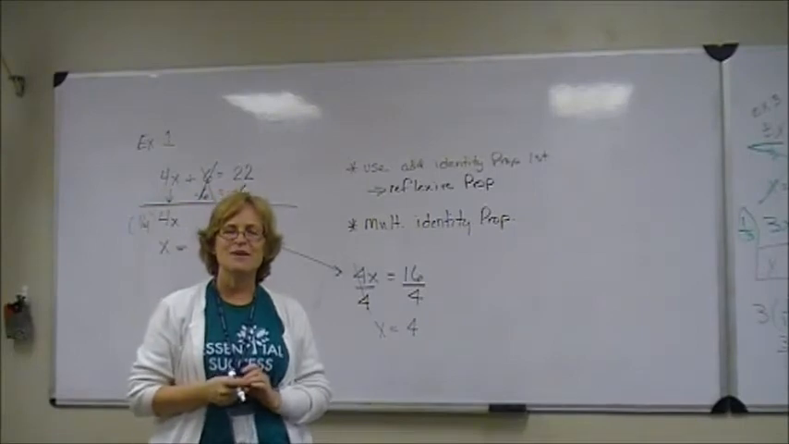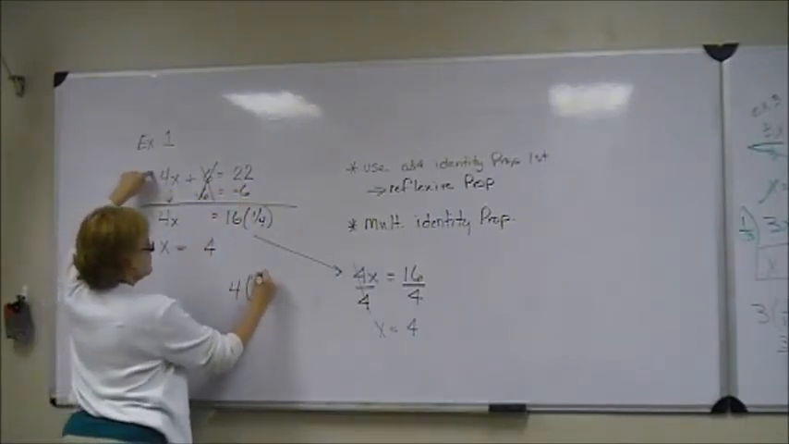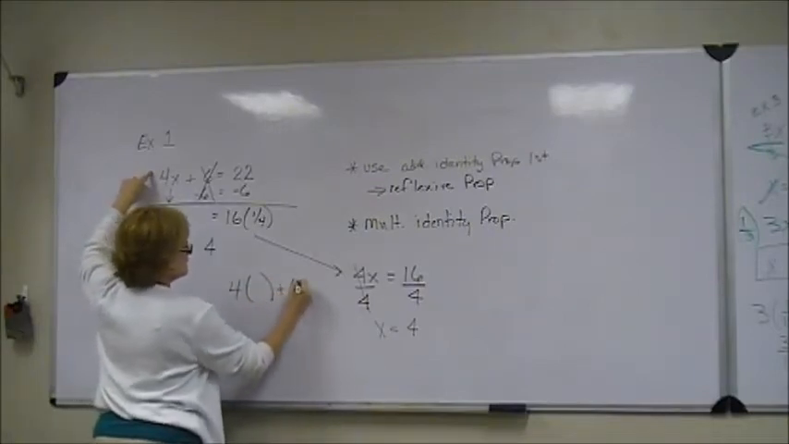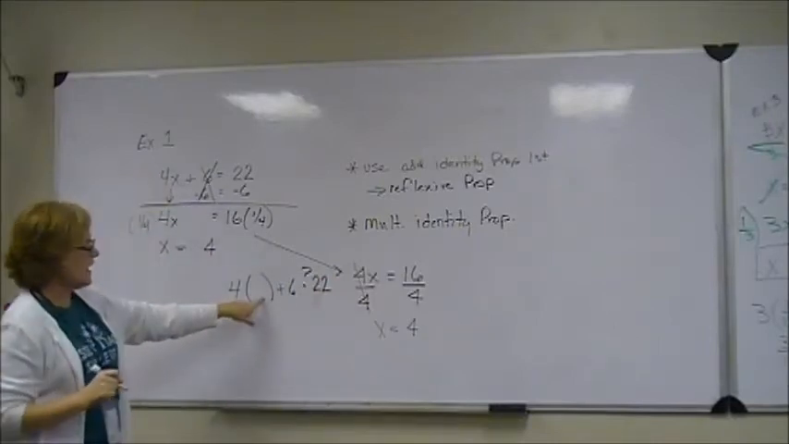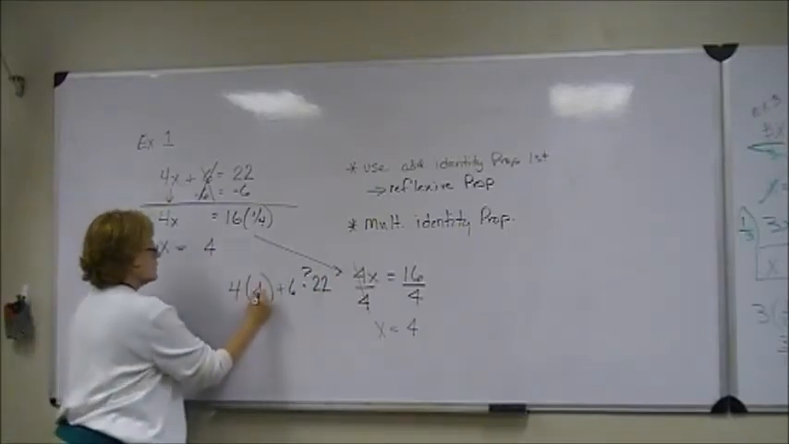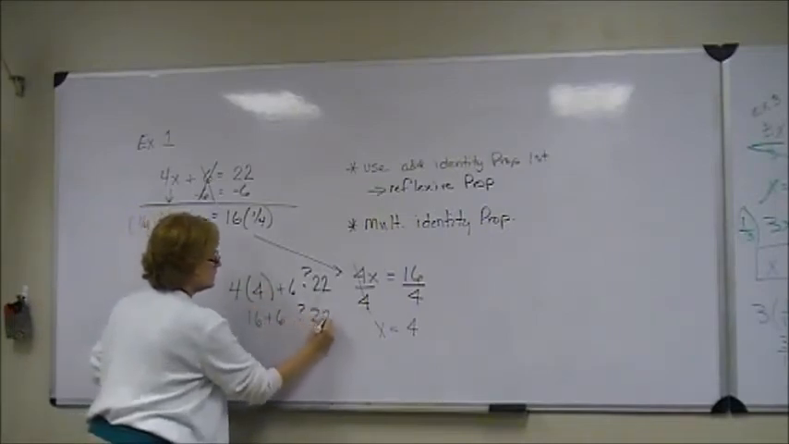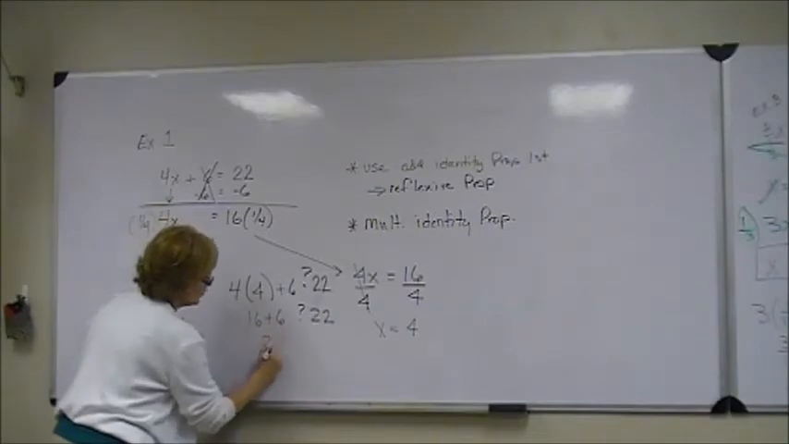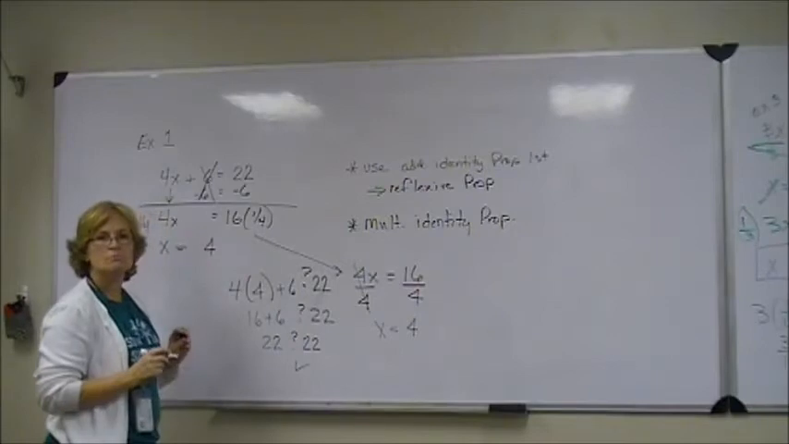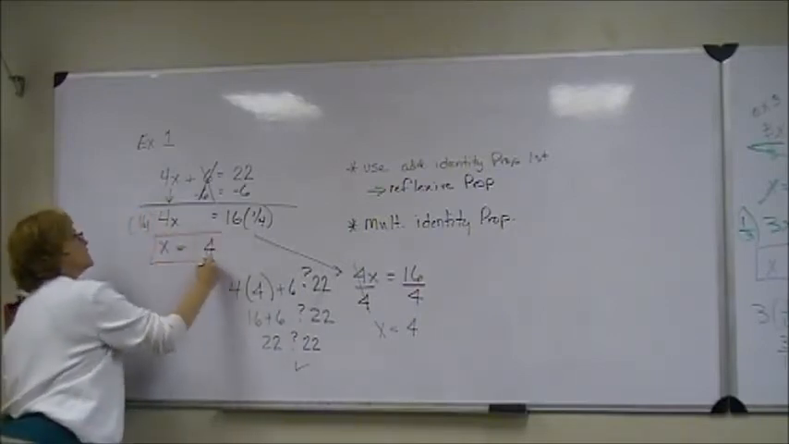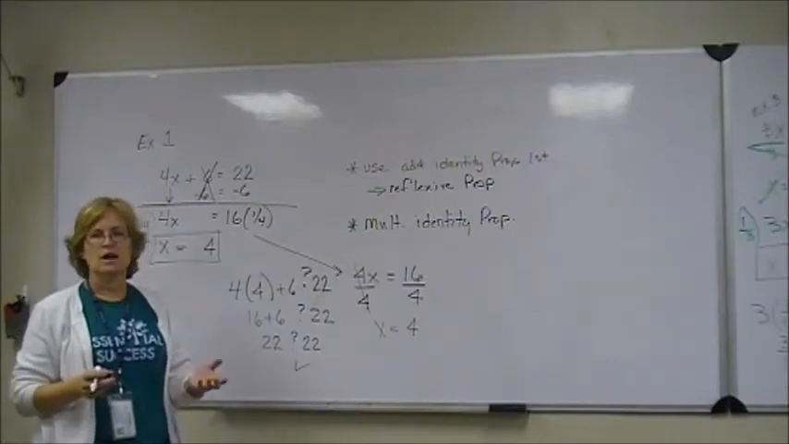Absolutely not. What do I need to do? I need to check. So I go back into the original problem, 4, leave out the variable, plus 6, and is that equal to 22? Well, we found the x to be equal to 4. So 4 times 4 is 16 plus 6. 16 plus 6 is 22. Is 22 equal to 22? Boom, boom, check, check. And therefore my solution is x is equal to 4. Let's do another example.